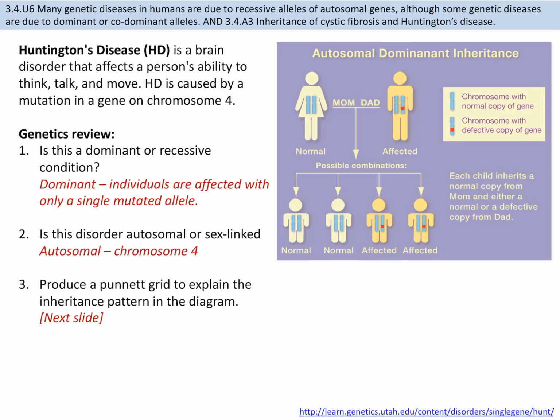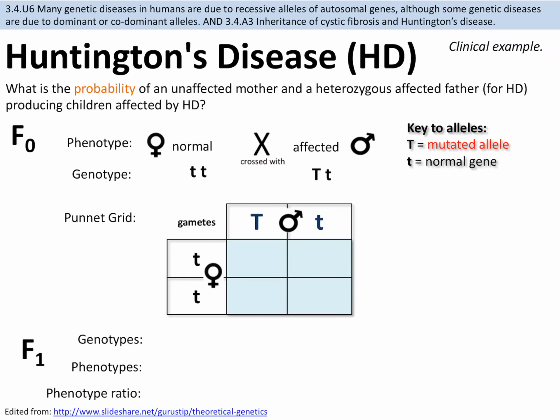Right? Now let's make the Punnett square. Normal, affected. This is this, this is this, this is this, this is this. Now this is also 50%, but this time the 50% is affected due to dominant. And these 50% are normal.